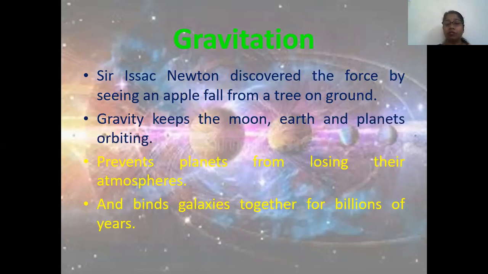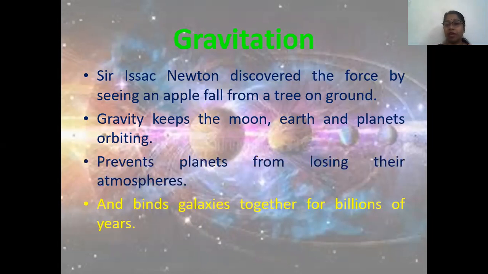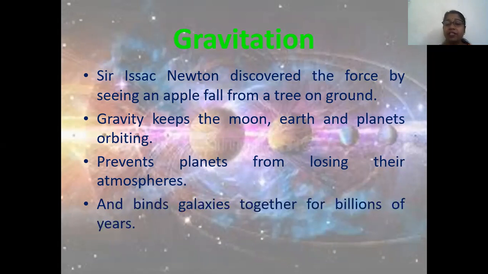With Earth's force, it was attracted towards the center. This force was then called gravitational force, Earth's gravitational force. So what are the examples or what is the importance of gravitation? Very important. It keeps the moon, earth, planets all orbiting around the sun. In fact, it prevents planets from losing their atmospheres. It binds galaxies together for billions of years.